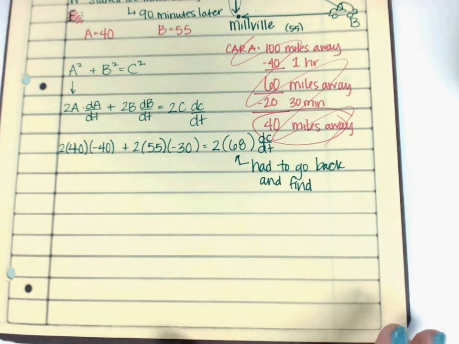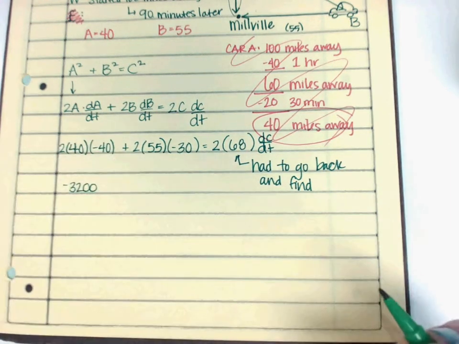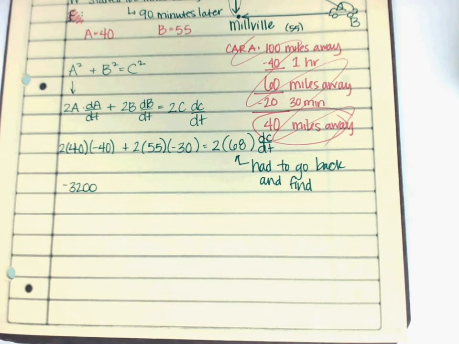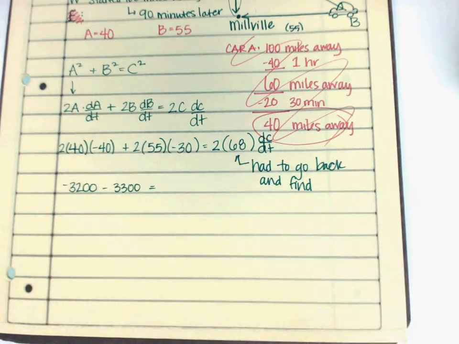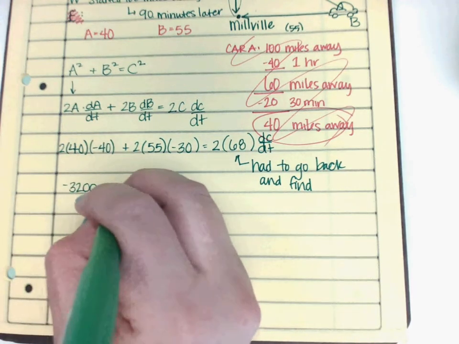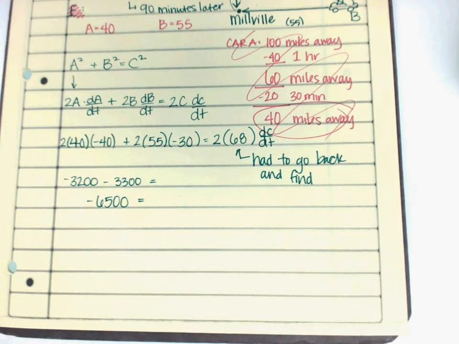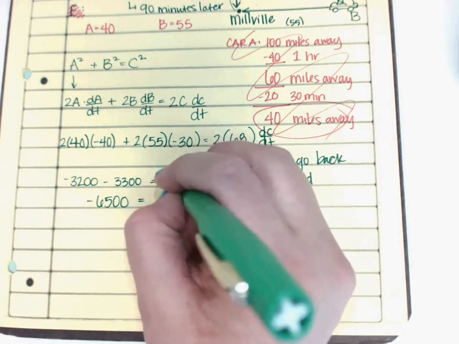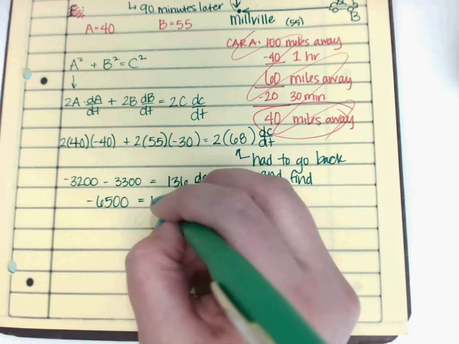From there, what is 2 times 40 times negative 40? Good, negative 3,200. 2 times 55 times negative 30 gives me negative 3,300. Put those together, what do you get? They're both negative though, so negative 6,500. And then 2 times 68 gives me 136 dC/dt. My last step, I just have to divide by 136.